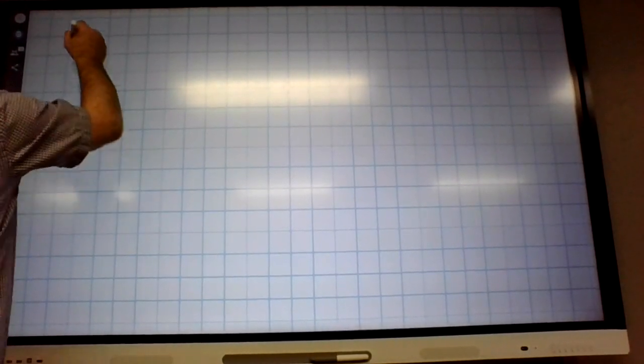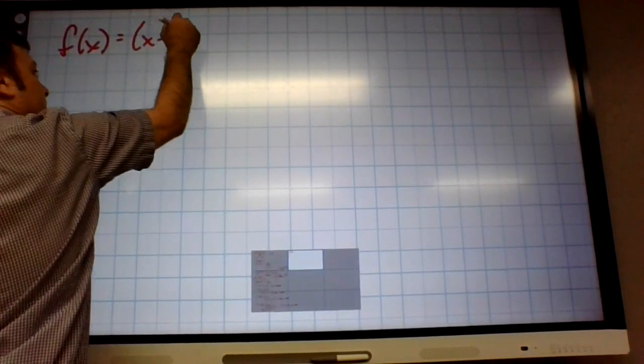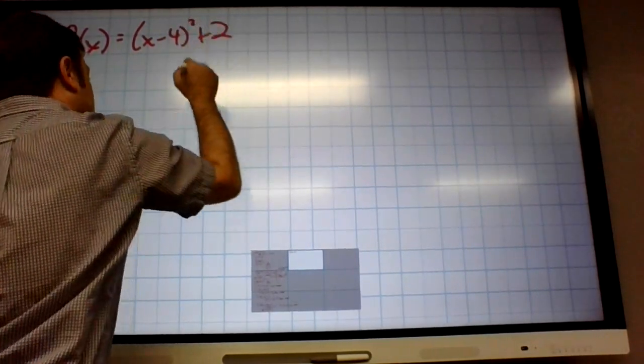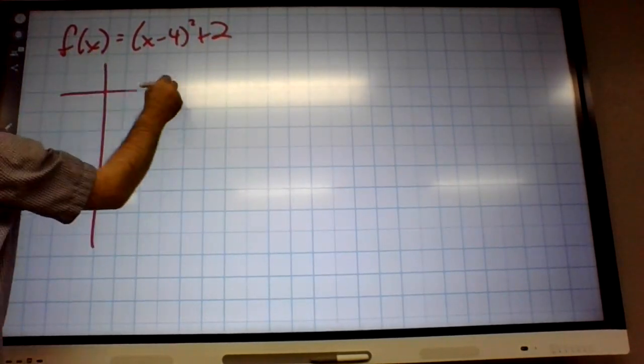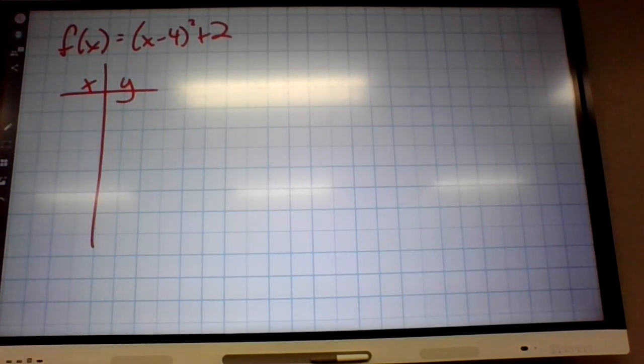Alright. Number 11 is graphing. Pretty similar to yesterday. There is one key difference. Because the graphs are moving right and left today, it makes what I want you to do a little bit different. So the first thing you should do is find the vertex.